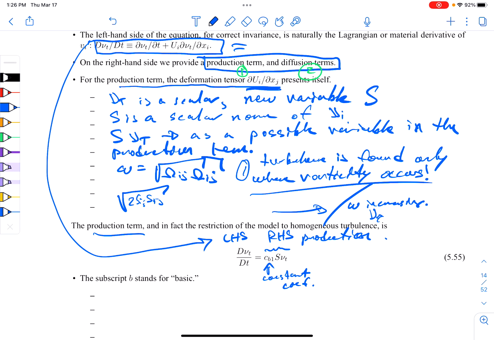And S is what they call the scalar norm in the model. Nu t is eddy viscosity, of course. Subscript B stands for basic because it's for the basic first model. Subscript 1 means it's from the first part of creating the model.